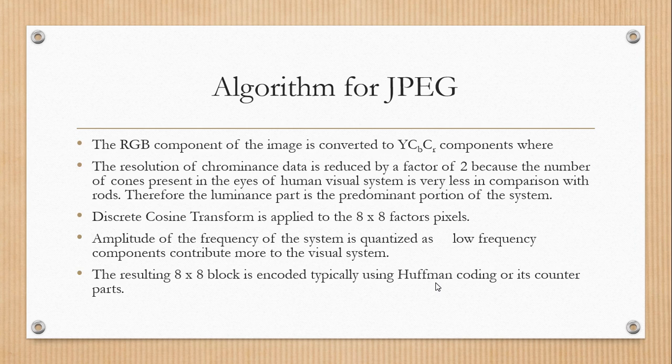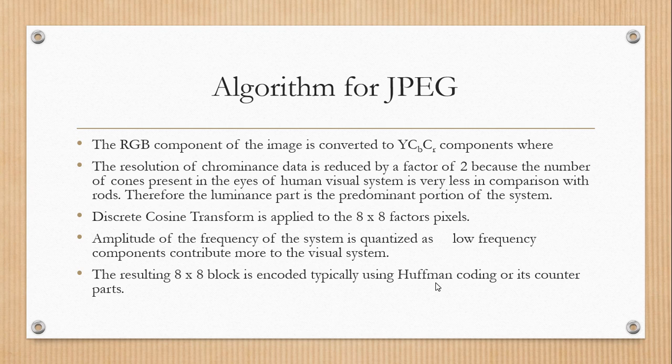The most important type of lossy compression that we use in day-to-day life is JPEG. The JPEG algorithm is pretty simple, which we have implemented in our project. The RGB component is converted into the luminance and chrominance components. The chrominance component, since as I said earlier it is not the important part, is reduced by a factor of 2. A discrete cosine transform is applied to the 8 by 8 blocks of pixels. The amplitudes of the lower frequencies are taken into account because our human brain is more susceptible to that information.